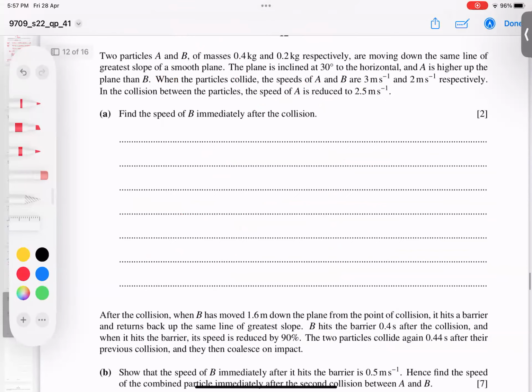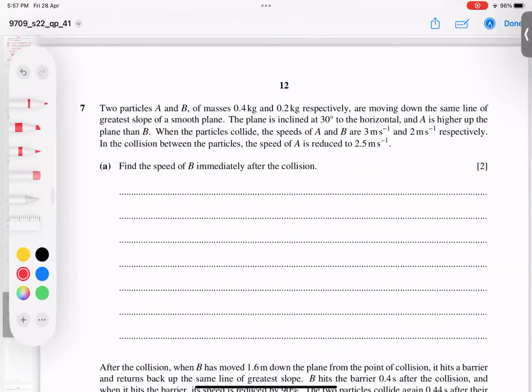The next question is number 7. Two particles, A and B, are mentioned, with their masses given. They are moving down a smooth slope, which means friction is equal to 0. The angle is 30 degrees to the horizontal, and A is higher than B. Before the collision, the speed of A is 3 and B is 2. After the collision, A's speed reduces to 2.5.